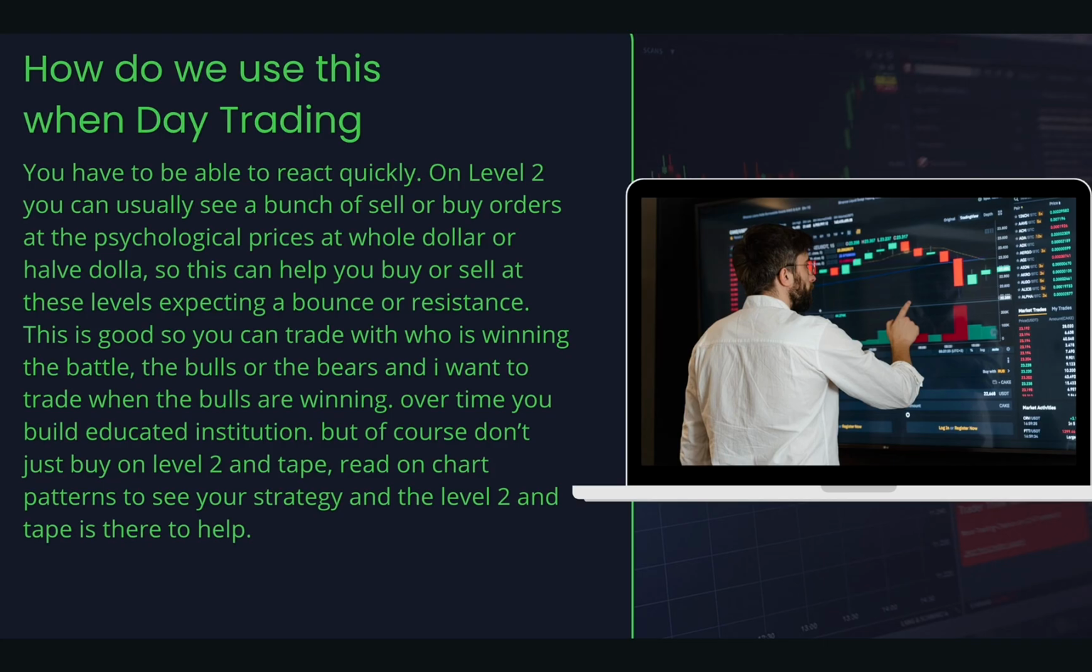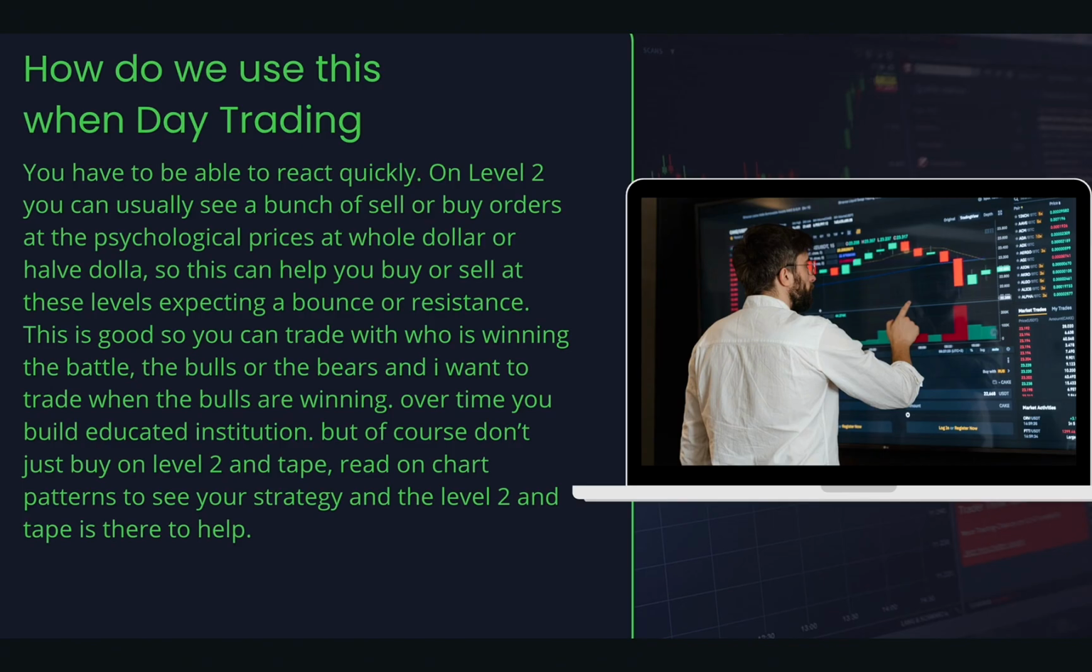And I usually trade buying, so I don't really sell as much. I think it's really risky, and I'm gonna get into a video on the risk of buying and selling. But I think selling is really risky, so I'd rather buy most of the time. But when I read the level 2, it helps me see who's winning the battle.